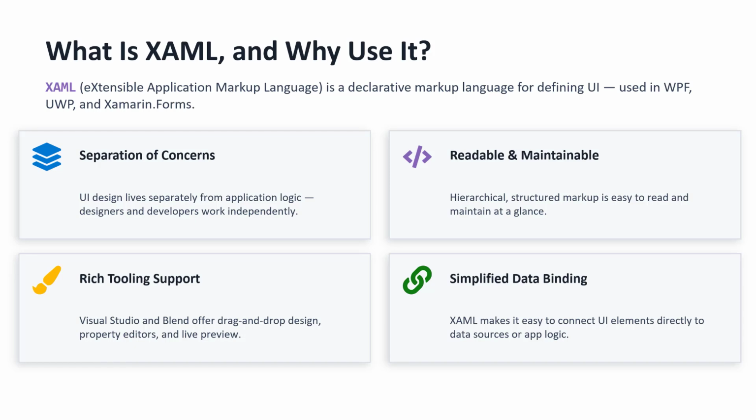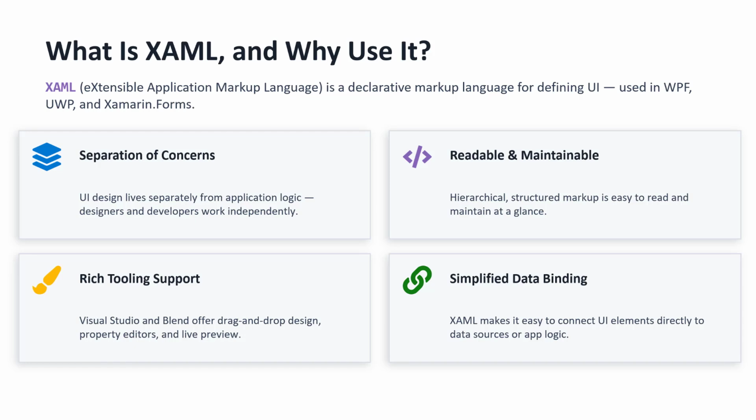So some big advantages, right? XAML helps keep our UI design separate from our application logic. This means a designer who's skilled in visual layout can work on the XAML, while a developer focuses on the C# code behind, and the two can largely work independently on the same project. Readability and maintainability. Because XAML is hierarchical and structured, much like HTML or really the extensible predecessor, which is XML, elements nested inside of other elements, it's easy to read and understand the structure of a UI at a glance, even in a fairly complex layout.